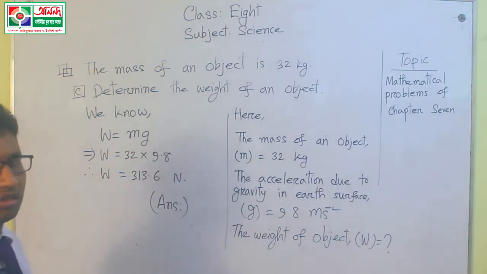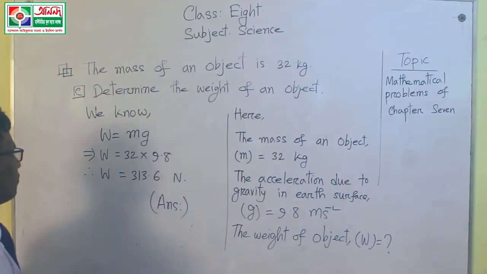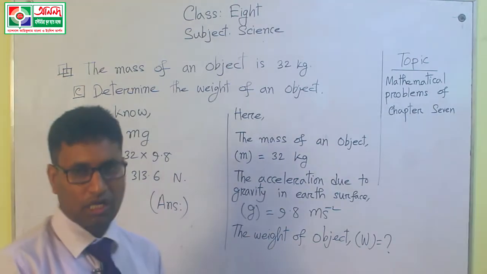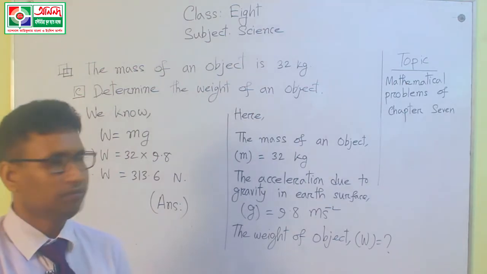This is one kind of rule, and we can easily find out the weight of any object with the help of this formula, W equal m into g. Now I will go to another rule of mathematical problem.